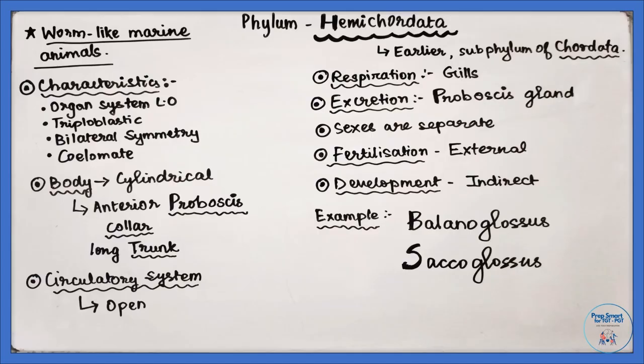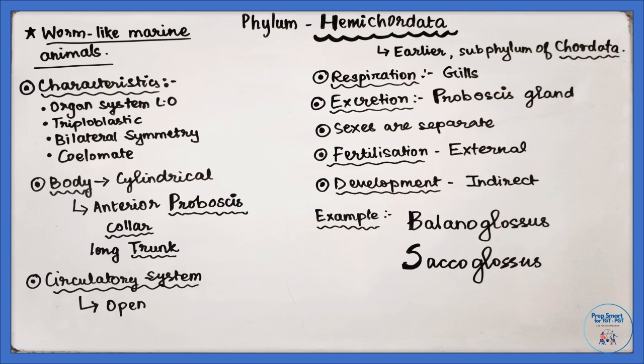Next phylum is phylum Hemichordata. This includes worm-like marine animals. This was earlier a subphylum of Chordata. Commonly, this phylum is called half chordates or pre-chordates. It includes acorn worms, tongue worms. They are exclusively marine, mostly tubicolous, primitive chordates. They are bilaterally symmetrical, triploblastic, with organ system level of organization, and coelomate.